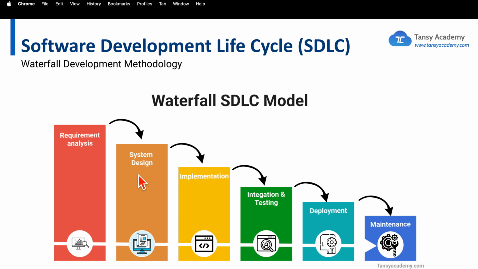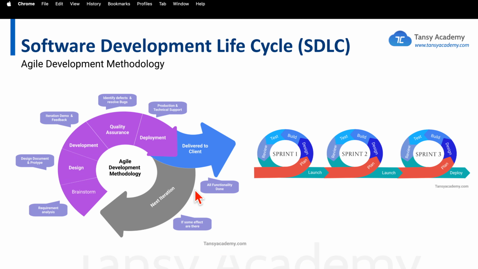So this is the difference between waterfall and agile. And after the entire system is designed, then only coding or implementation development will start. After this is done, then this will be taken care of. After this is done, it will be deployed. But in agile, it is not like that.